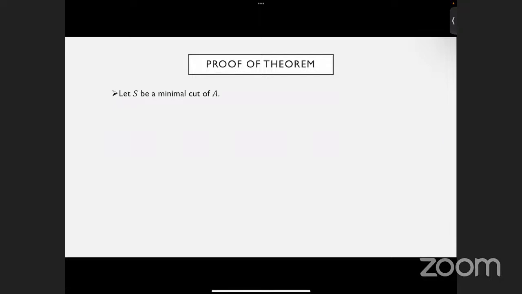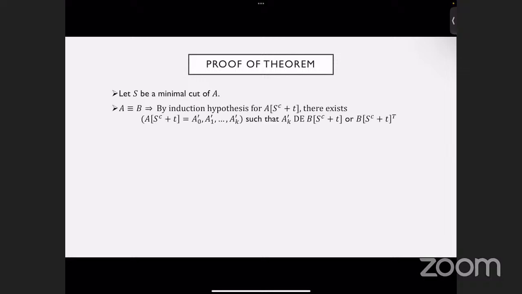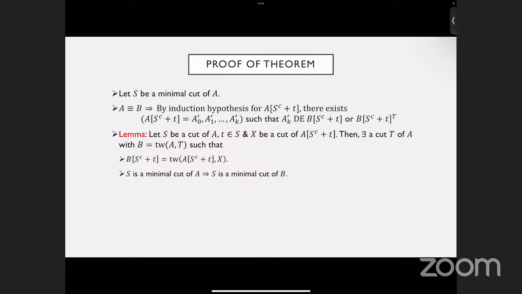Now we are assuming that there exists a cut in the matrix A and S is a minimal cut. By the induction hypothesis, since A and B have the same principal minors, we will apply our theorem to the principal submatrix corresponding to the set S complement plus T, and then we will get a sequence of submatrices such that the end matrix is diagonally equal to the principal submatrix corresponding to S complement plus T, or its transpose, for this matrix B. Here is again the lemma that was stated in the previous slide.